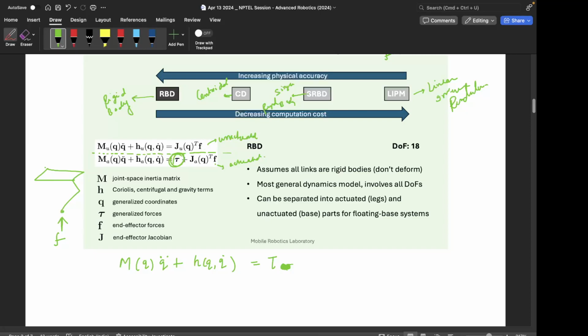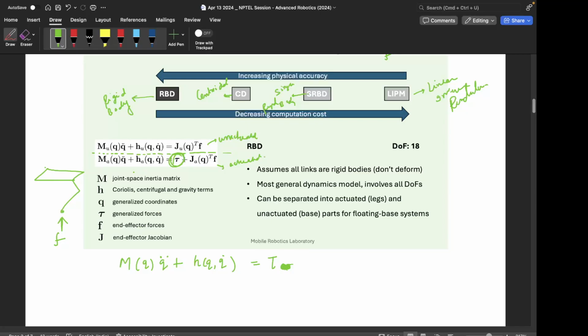These contact forces, you have seen this in manipulators also, that a force on the end effector is in the task space, and to convert it to joint space you multiply it with J transpose. So J transpose F maps the task space forces into the joint space, right? And here H, as I mentioned, includes all the nonlinear effects and gravity terms, right? Q is the generalized coordinates, tau is the generalized forces, F is the force on the end effector.